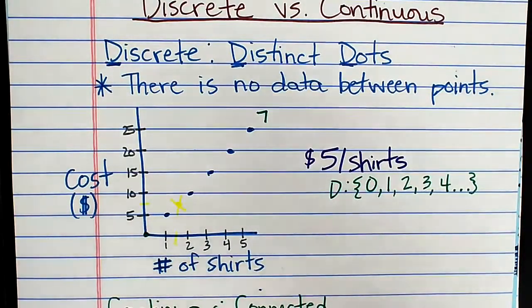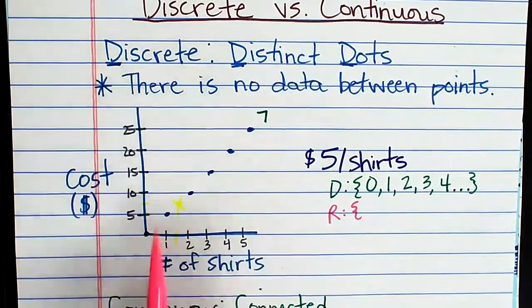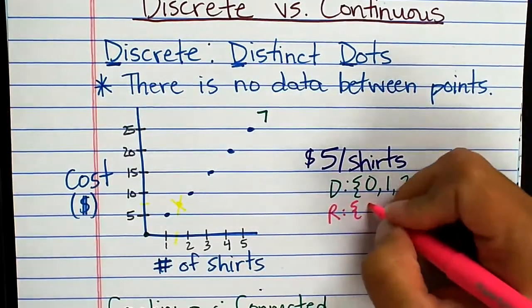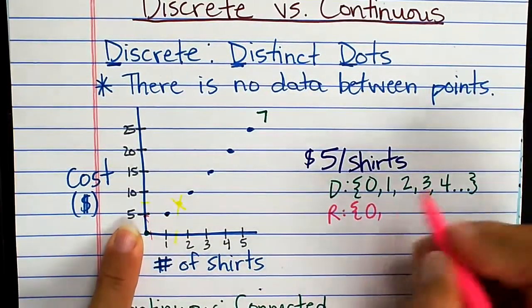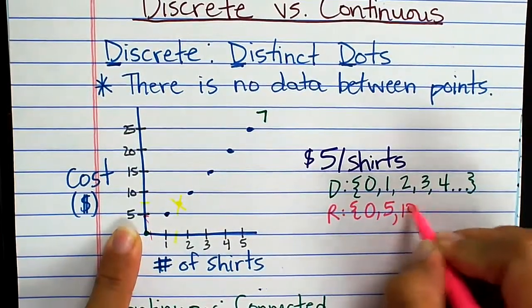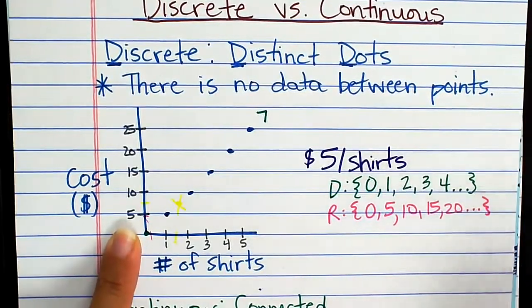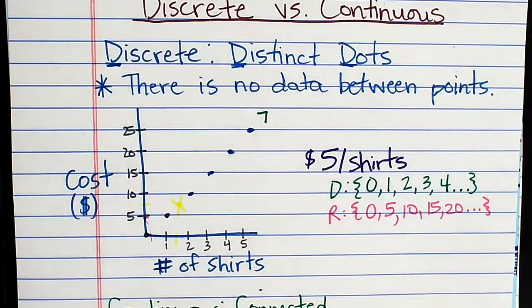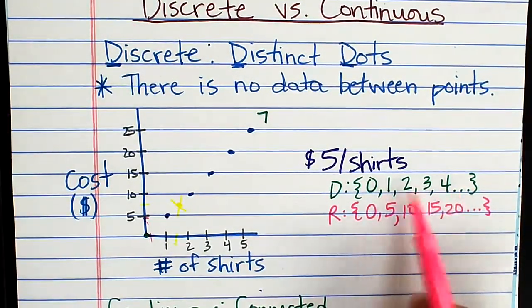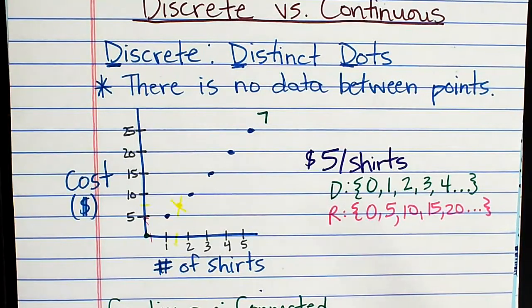So let's talk about the range then. The range, we're always going to move from the bottom to the top. Is zero a potential cost? Yeah, if I buy zero, I pay $0. Go up, the next potential cost is $5, then 10, 15, 20, and it's going to continue to go up as you buy more shirts. Now, the three little dots, the ellipsis, tell me to continue with this exact same pattern. So for the domain, I'm counting by ones, using only whole numbers. For the range, I'm counting by fives.